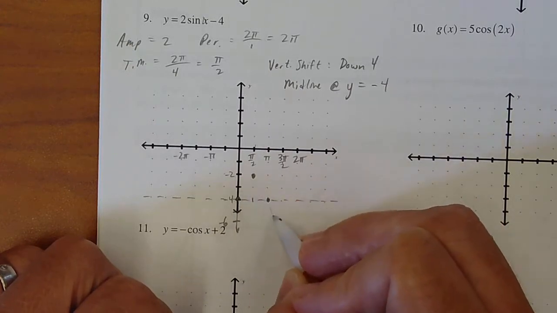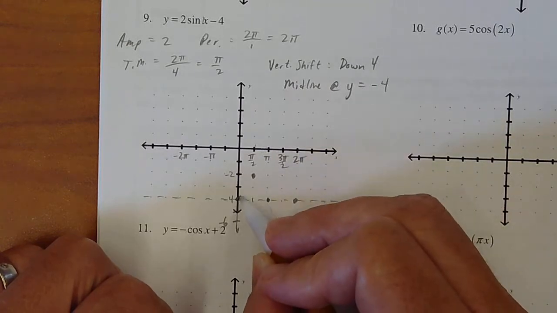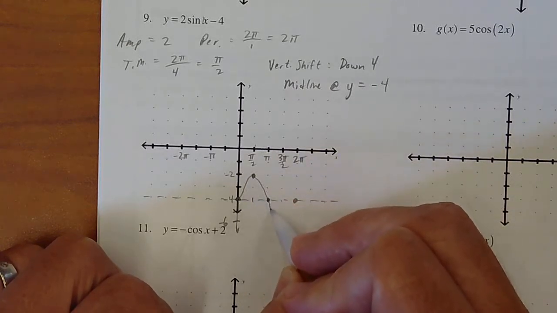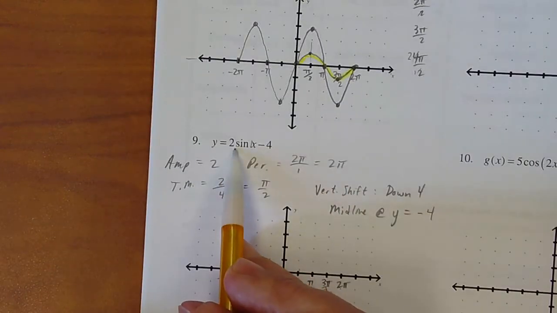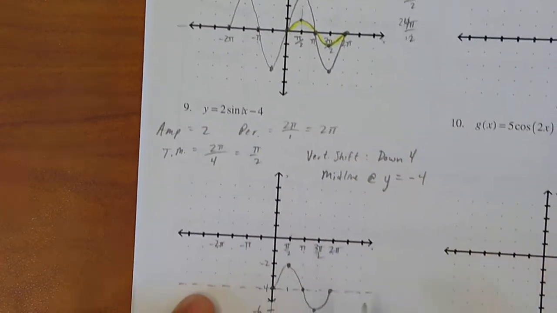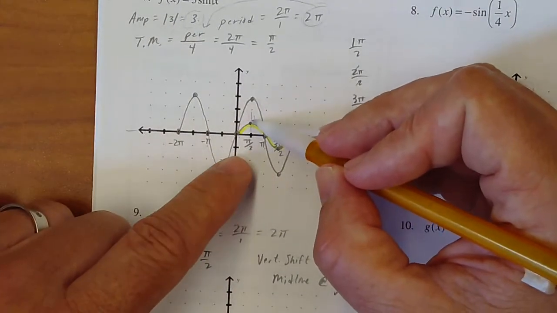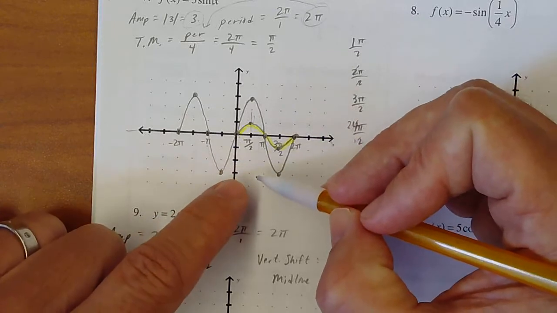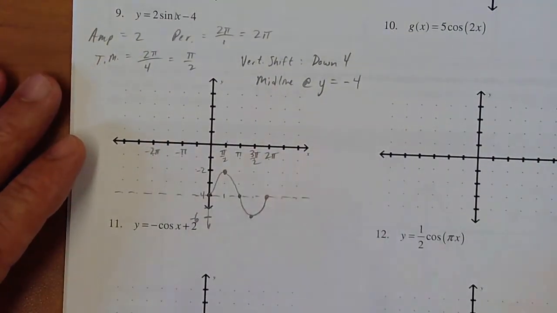Okay, so that's the pattern. Then it's got to go back to the midline. So there's our sine graph, stretched by a factor of 2, shifted down 4 units. You kind of see what's happening from there to there, right? Stretched 2, picked it up, 4 units, set it down. And there she is. Okay, so that's one cycle.